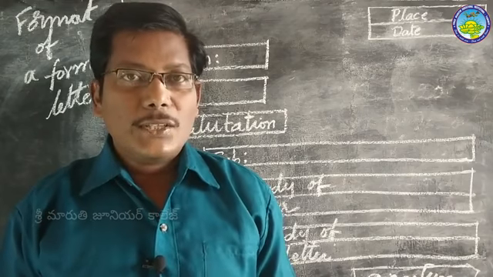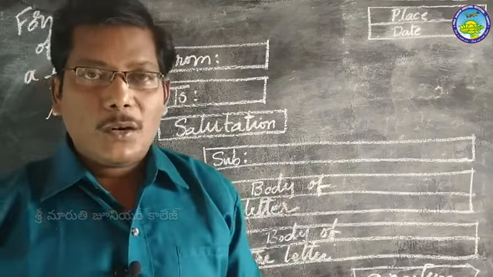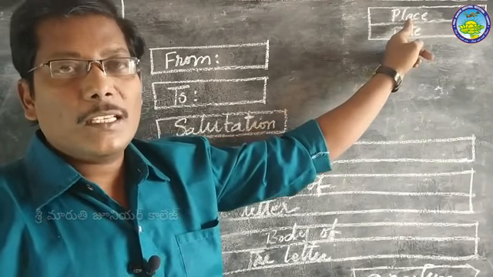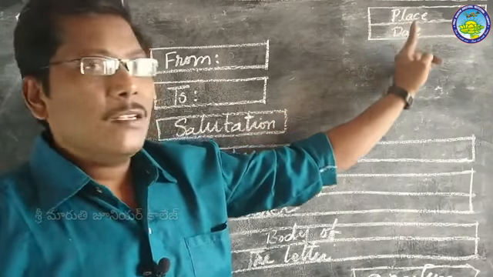So once again, let's have some revision about how to write a formal letter. After that, let us see some model letters given in the textbook. While writing a formal letter, just imagine this is the piece of paper on which you are writing. This is the left side, this is the right side. On the left side top corner, we write place and date. Place means from where you are writing the letter, that village or town's name, and date.